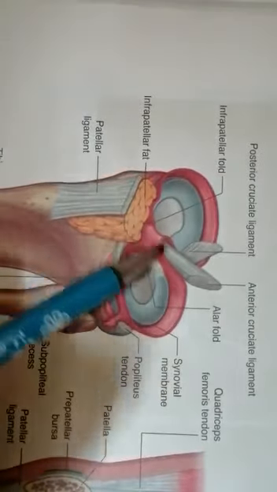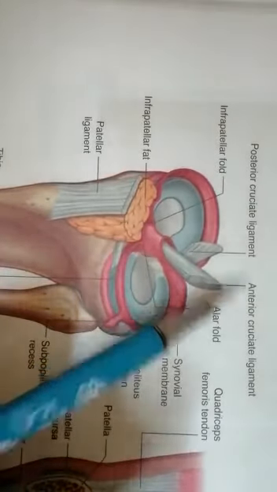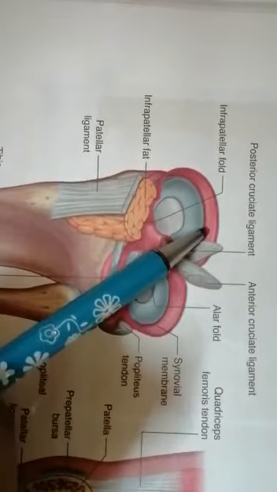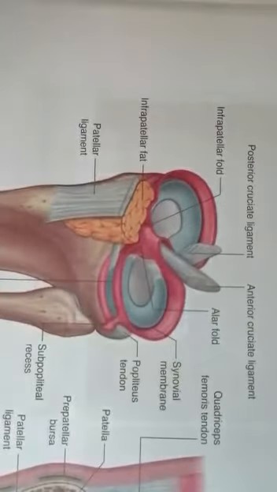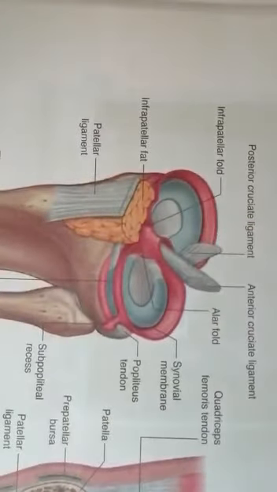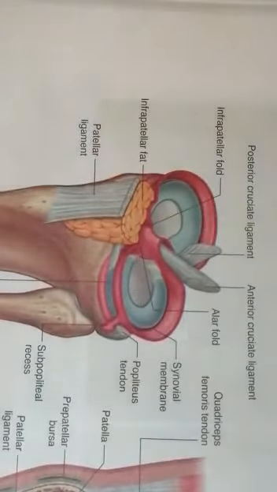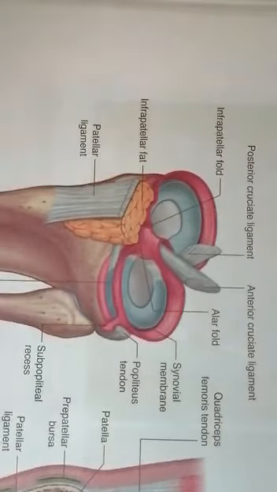So there is a formation of the anterior cruciate ligament in this direction, while the posterior cruciate ligament will come from the posterior side, and there will be a crossing over of these ligaments. That's why they are called the cruciate ligaments. Now we have covered all the ligaments of the knee joint.